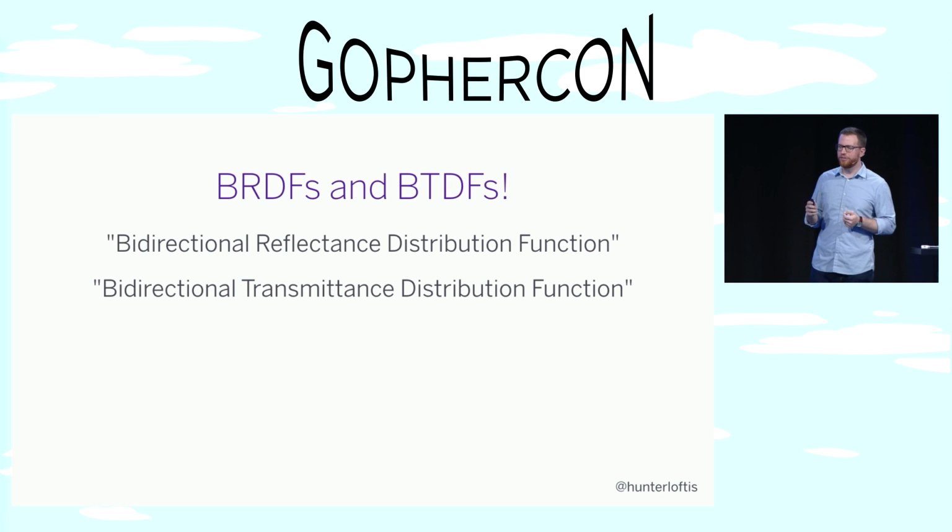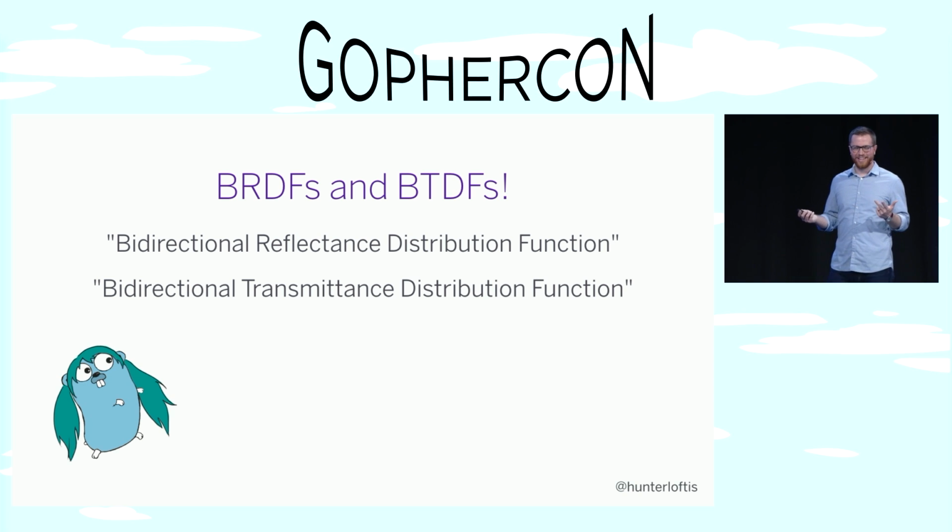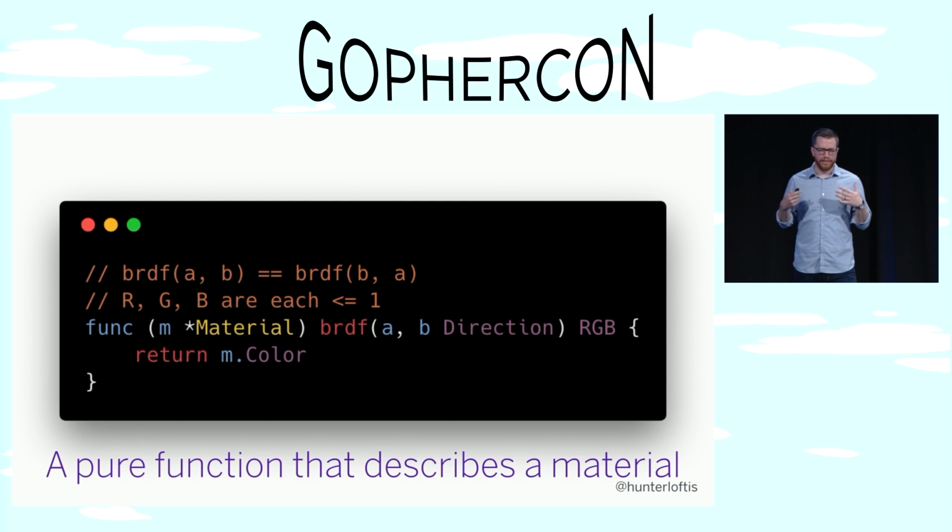That's where you get into bidirectional reflectance distribution functions and bidirectional transmittance distribution functions. And when I first saw this, I was like, what? But it turns out that just like a lot of the academic research I was going through, this is a really complicated name for a really simple idea. It's a pure function that describes a material. Its inputs are the angle at which light is coming in and the angle at which light is going out. And it returns a number between 0 and 1 representing how much of that light is allowed to bounce out.